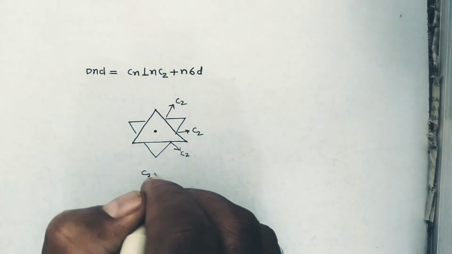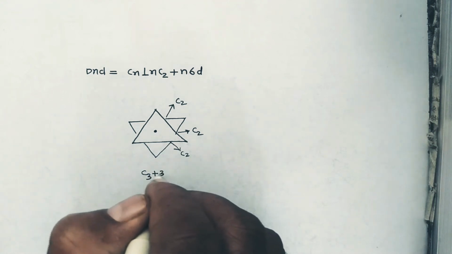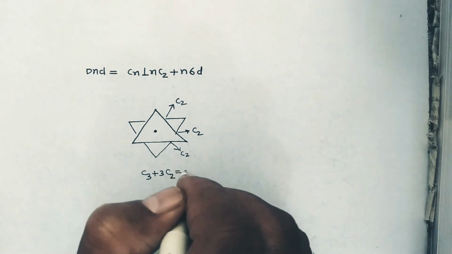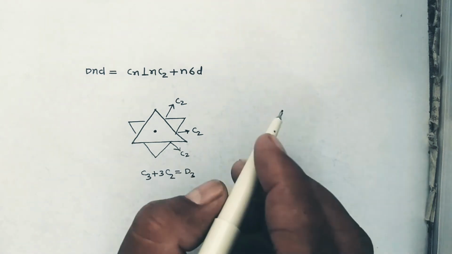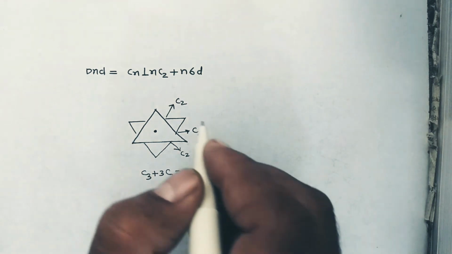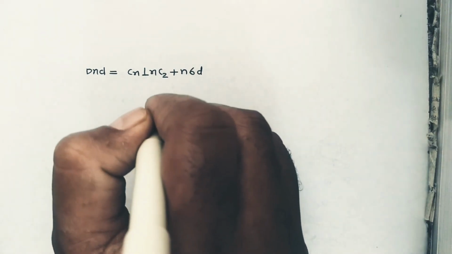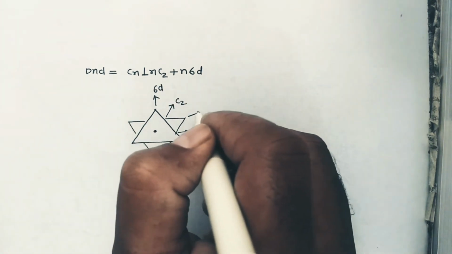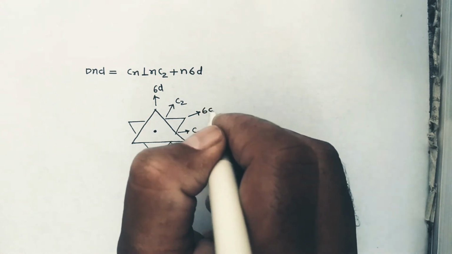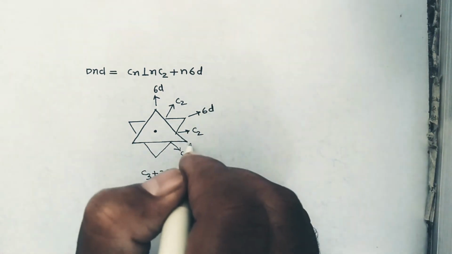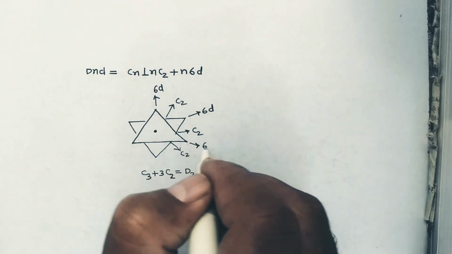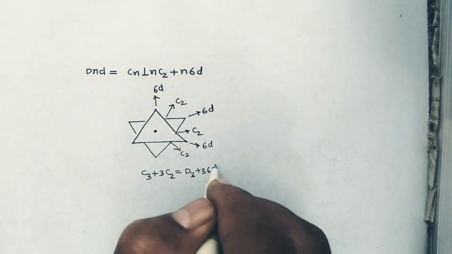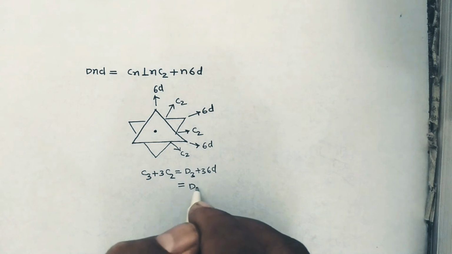So one C3 axis plus 3 perpendicular C2 axes, it means it has D3, plus there are 3 dihedral planes. One is passing from this atom, sigma d, second passing from this atom, second sigma d, and third is passing from this atom. So D3 plus 3 sigma d, it means the point group is D3d.